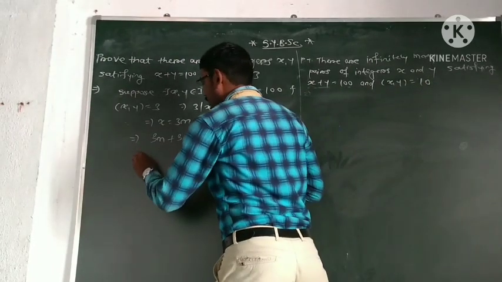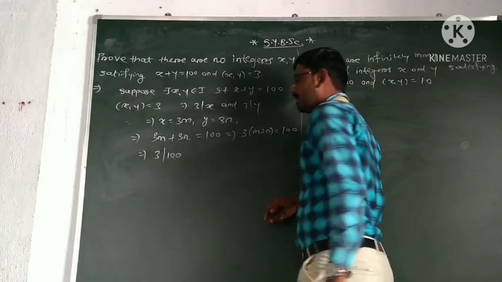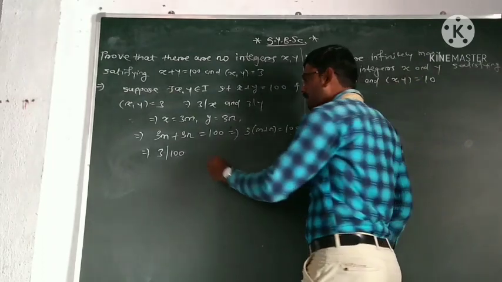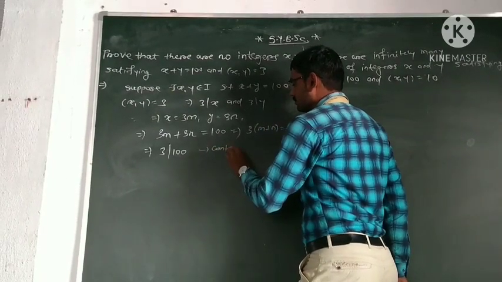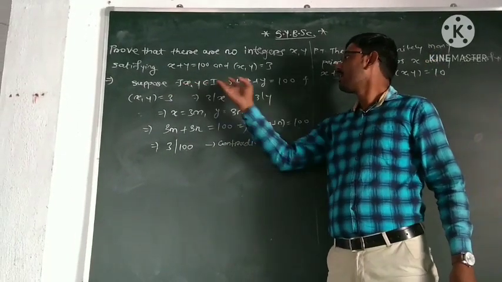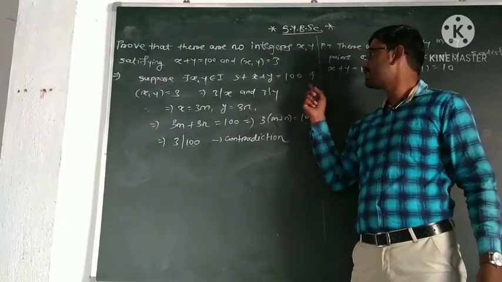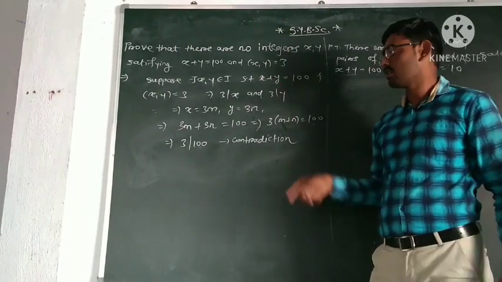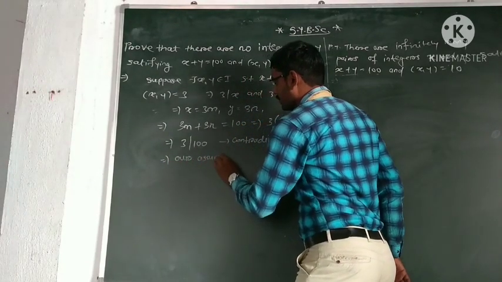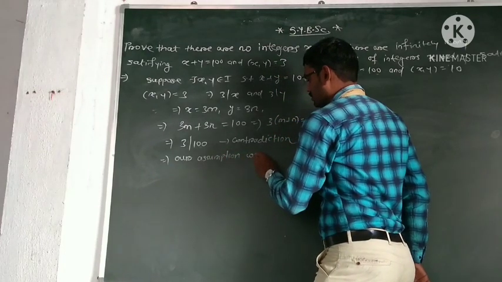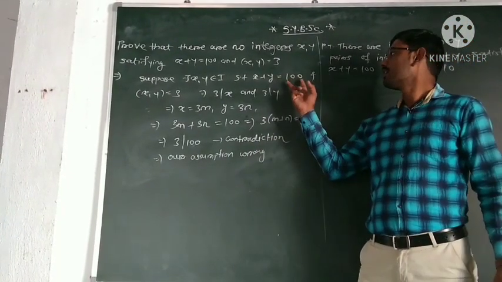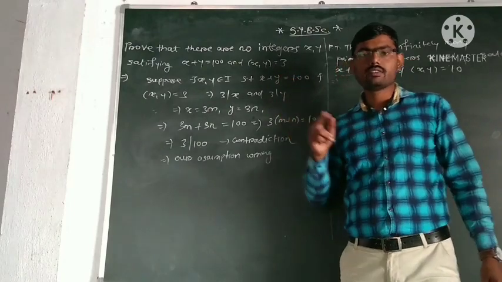So here, 3 divides 100. Is this true? Whether 3 divides 100? No. 3 never divides 100. This is the contradiction. So our assumption is wrong. We assumed that we can find two integers whose GCD is 3 and sum is 100, so our assumption is wrong. So there do not exist such values x and y satisfying that their GCD is 3 and sum is 100.